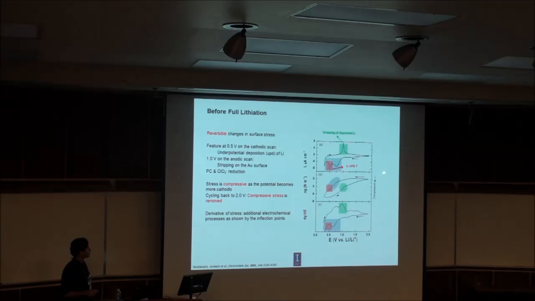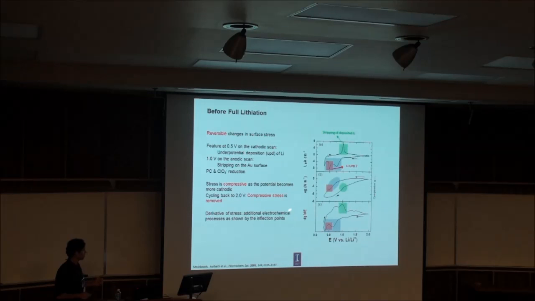In the surface stress, what we can see is, as other people reported for other materials on gold also, as you go to lower potential, you develop that compressive stress. And when you come back to the anodic potential, you remove that compressive stress, come back exactly where you started. And the magnitude of the stress from beginning to the end is around 6.5 Newton per meter.